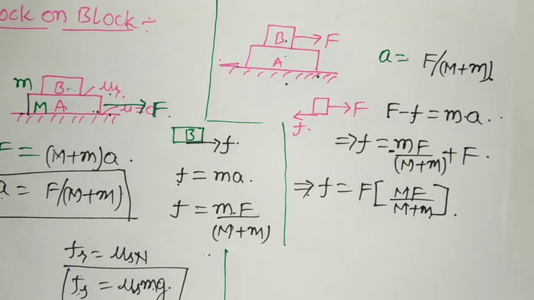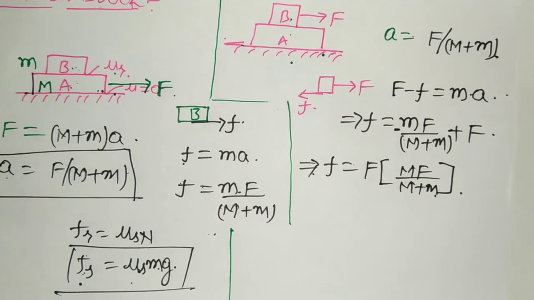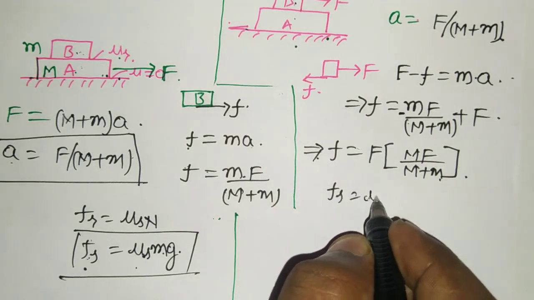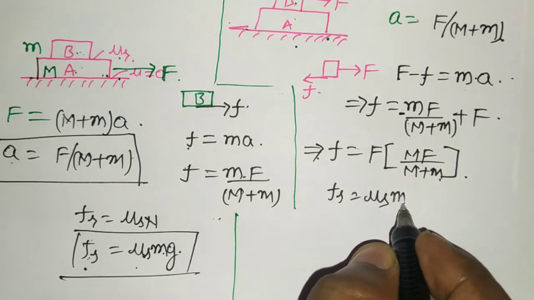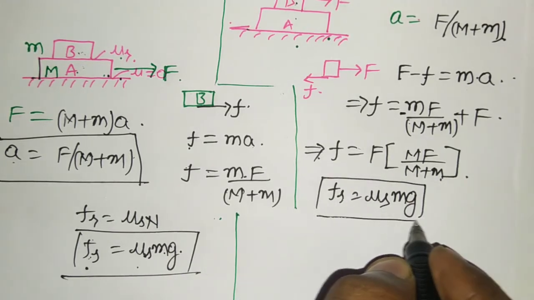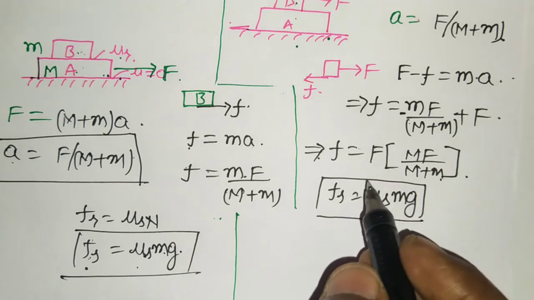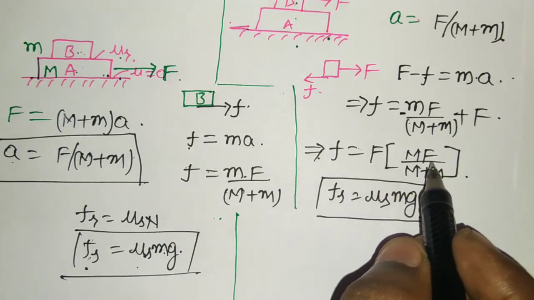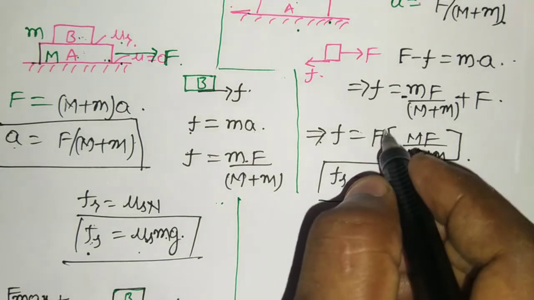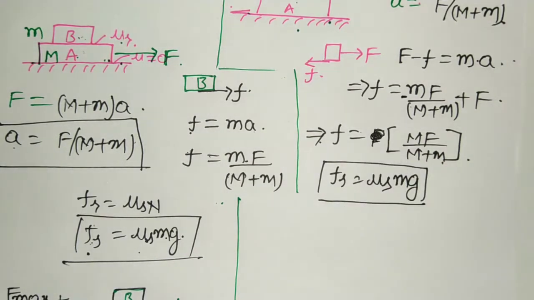But limiting friction is, as usual, always Fs equal to mu s into small m into g only. Limiting friction is this one only, but the friction force acting is, in general, f equal to capital M into F divided by capital M plus small m. Here I already took F common now.